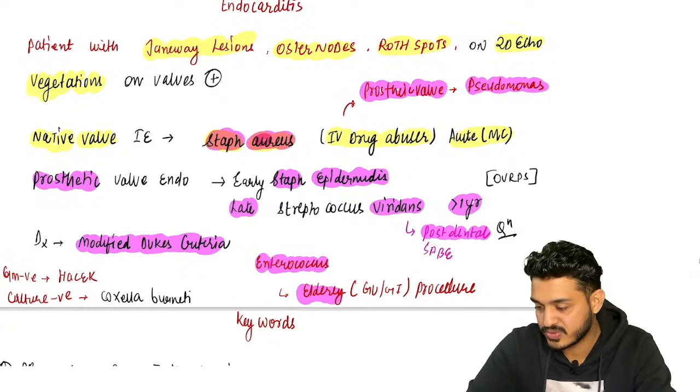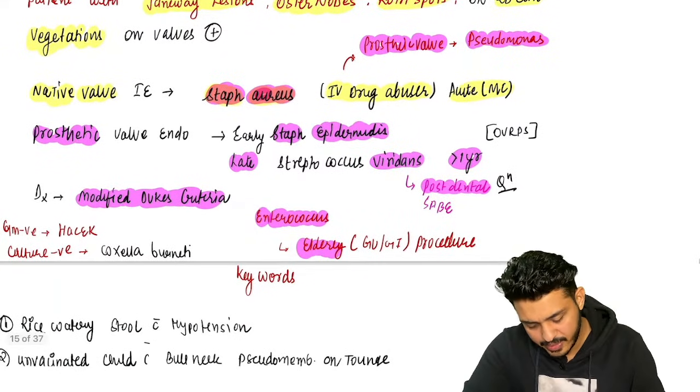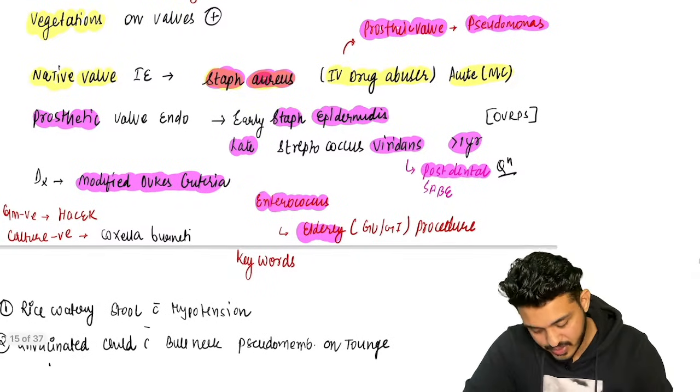They have asked questions from here, right? Modified Duke's criteria we are going to follow here, right? Modified Jones criteria for the ARF, very good, right? So that is for the ARF, right?